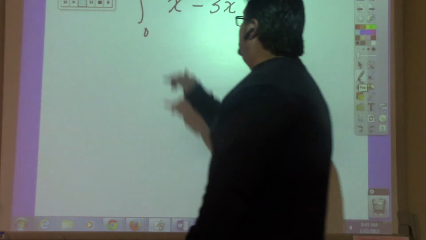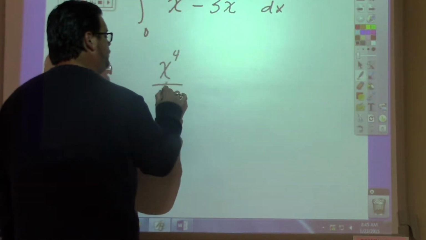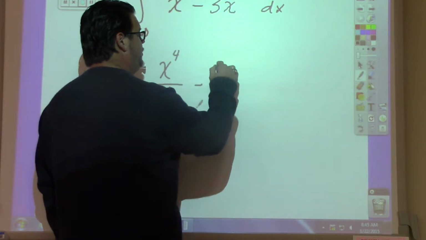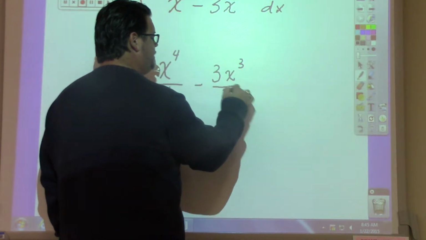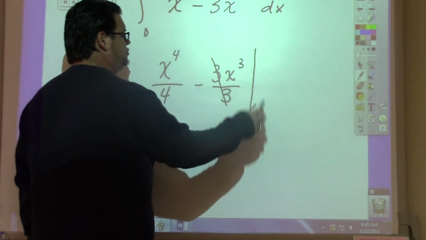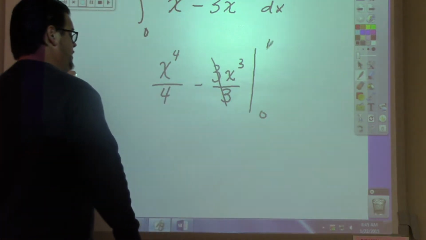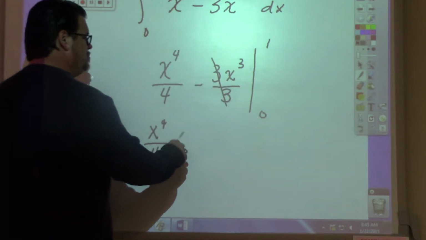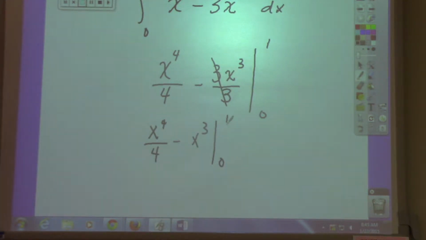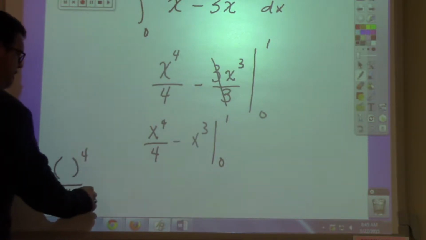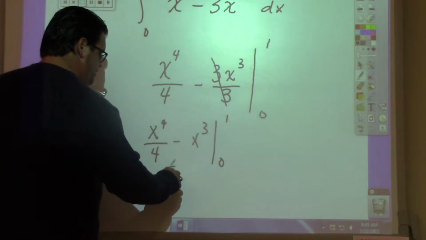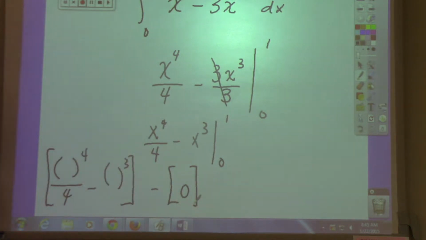So, x cubed becomes x to the what? 4th over 4 minus, be careful here, if you have to, do another step. 3x squared becomes x to the 3rd over 3 times 3, and the 3's cancel. So our final evaluation is x to the 4th over 4 minus x cubed evaluated at 0 and 1. Parentheses to the 4th over 4 minus parentheses cubed, minus 0. And I'm not going to go through and do all that because all you're going to get is 0.